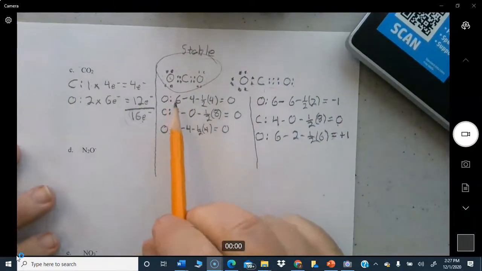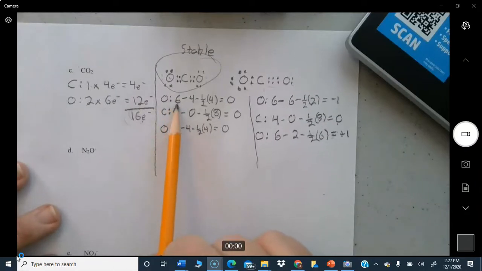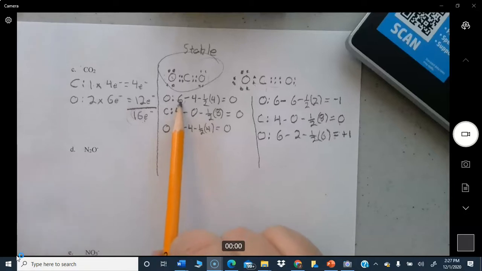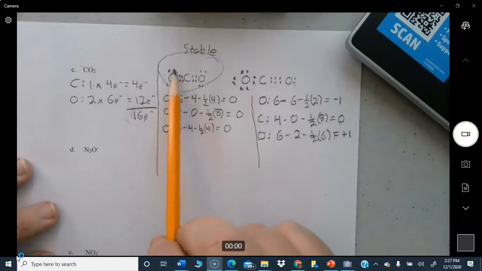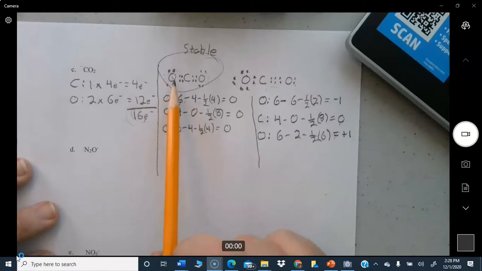All right, I said earlier in the video, let's talk about what this formula is saying. It's saying that oxygen naturally has 6 valence electrons. That's what it's used to having. So we're going to see how many it feels like it has in this particular bond right here. How many electrons does that oxygen own? How many belong to it?